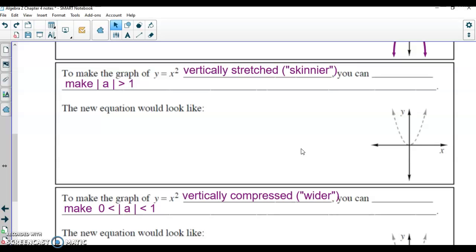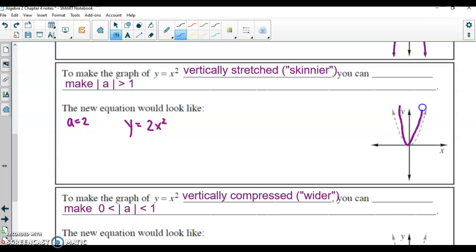I can take my parabola and make it vertically stretched, meaning I can make it skinnier. That happens when my absolute value of A is larger than 1. For example, if A were 2, then my equation would say y equals 2x squared. And my original equation would show my parabola being skinnier than the original. We call that vertically stretched.